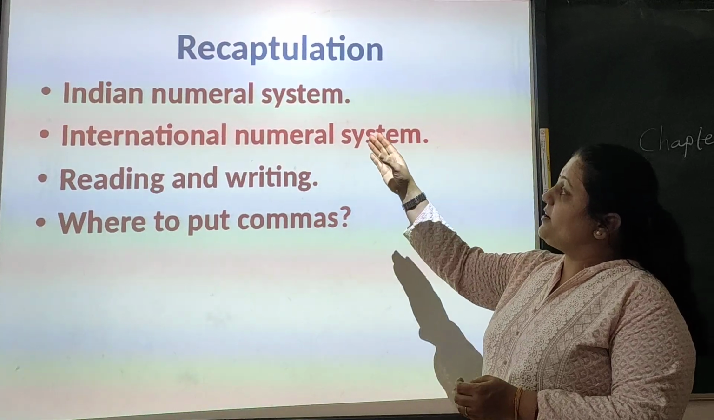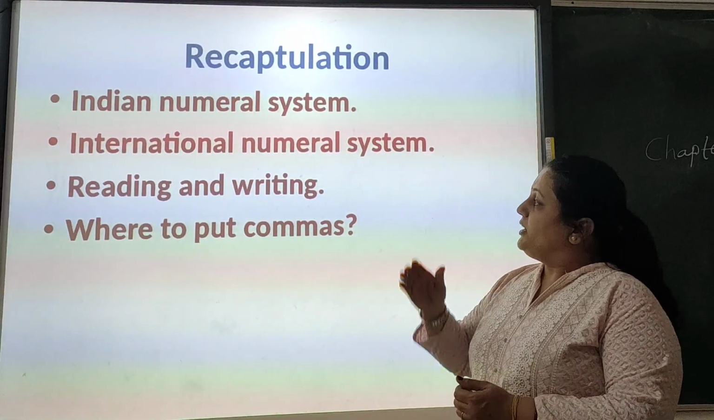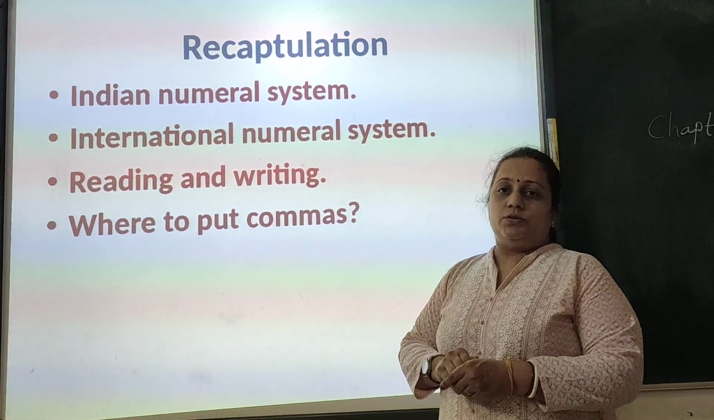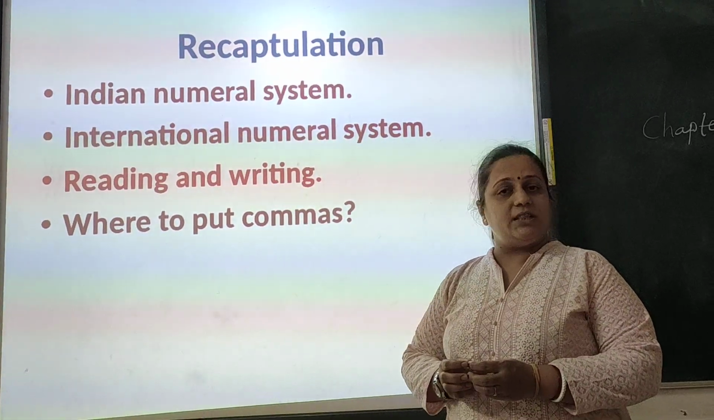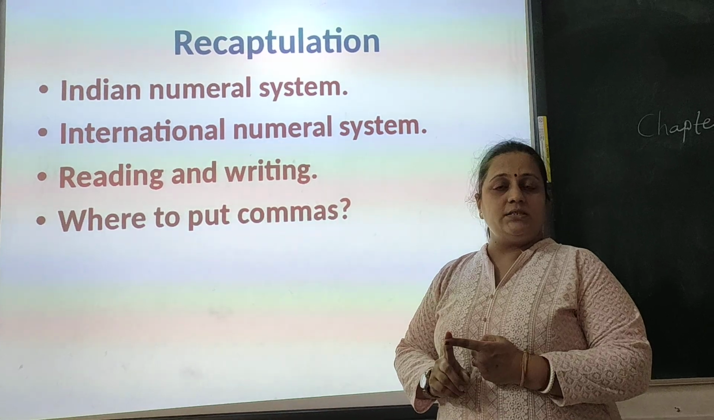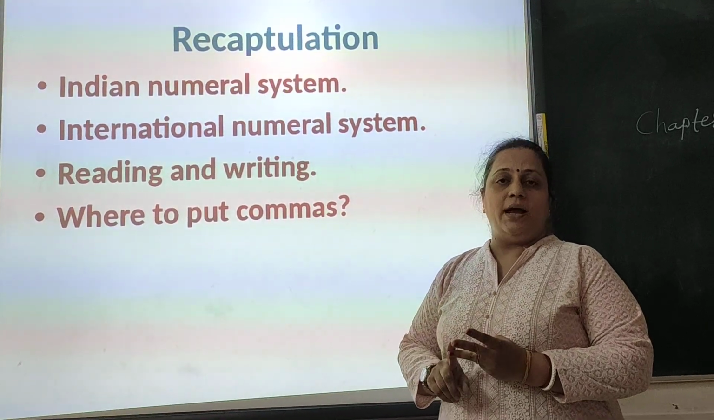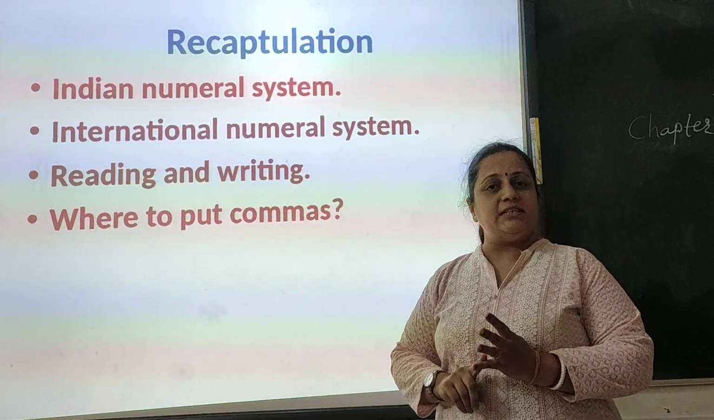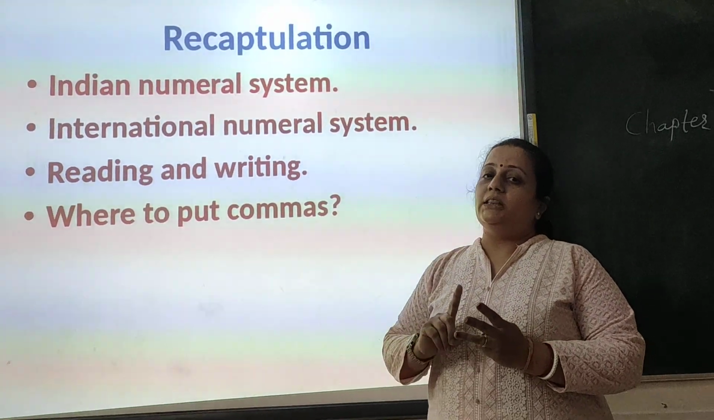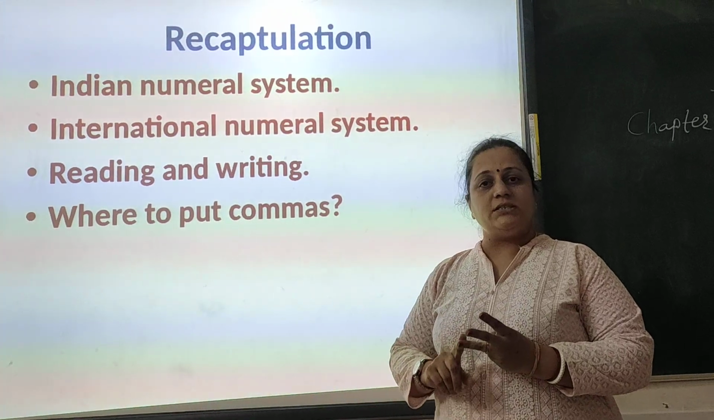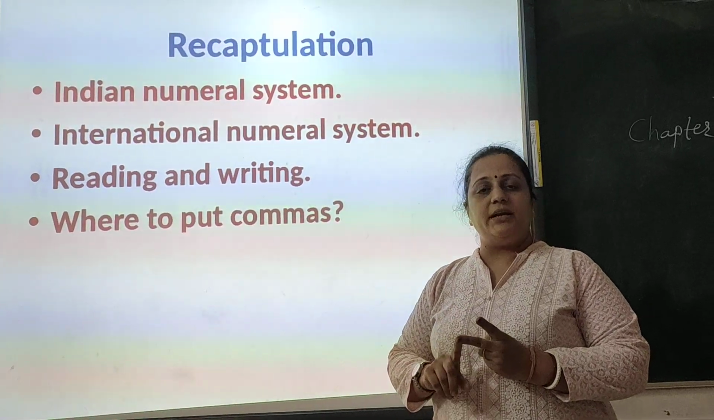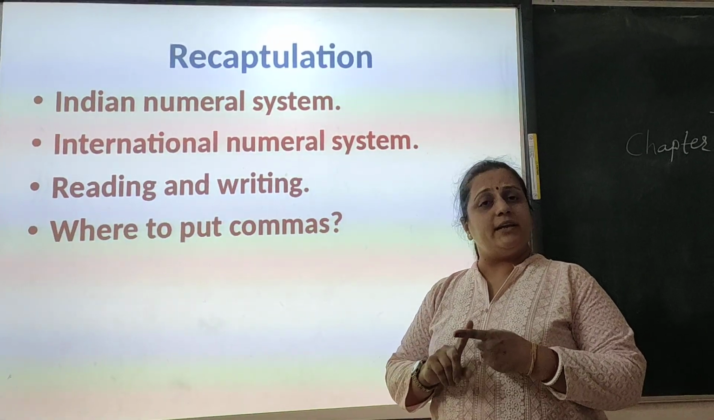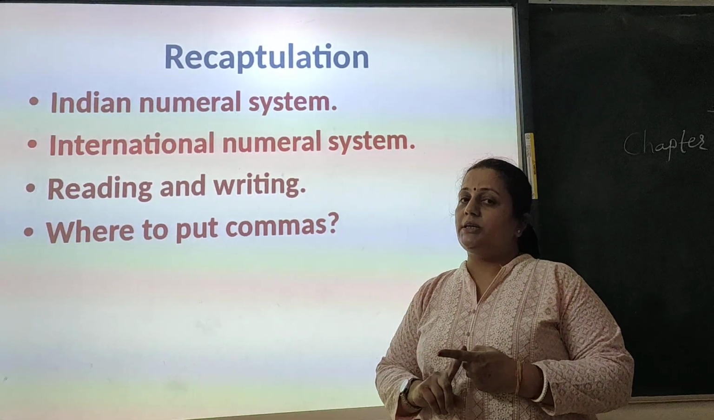In the last lecture we have seen the Indian numeral system, the international numeral system, then comparison in both of them. So in the Indian numeral system, how many periods are there? 4 periods are there: ones, thousands, lakhs and crores. In ones period there are 3 places: ones, tens, hundred. Then in thousand period there are 2 places: thousand, 10,000. In lakh period there are again 2 places: lakh and 10 lakh. In crore period there are again 2 places: crore and 10 crore.